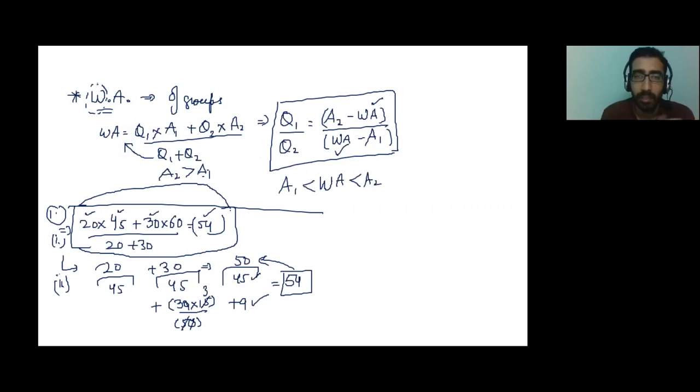For example, in the question below, you had an average score of 45 for the first batch and an average score of 60 for the second batch. The average, 54, has to lie between 45 and 60. It can't be less than 45, it can't be more than 60. Is this clear? Is this clear, guys?